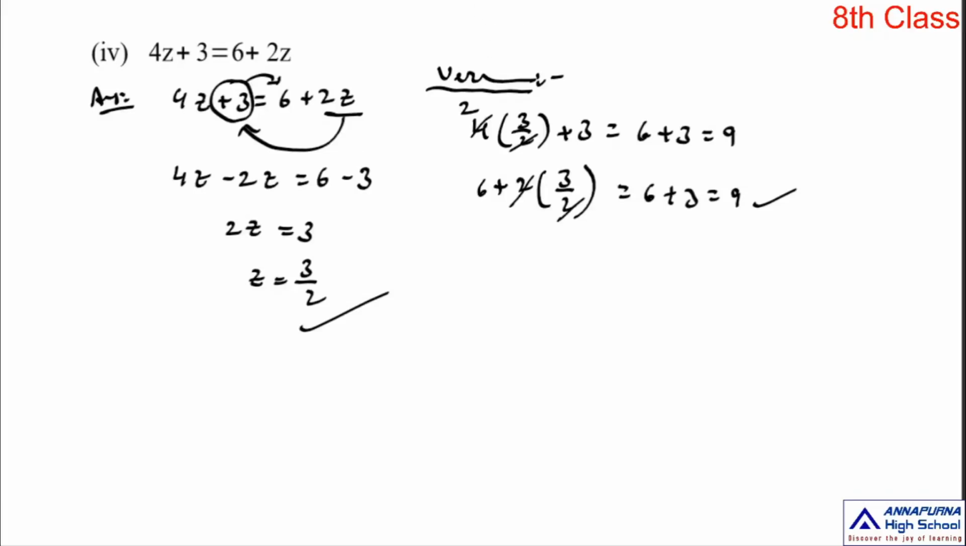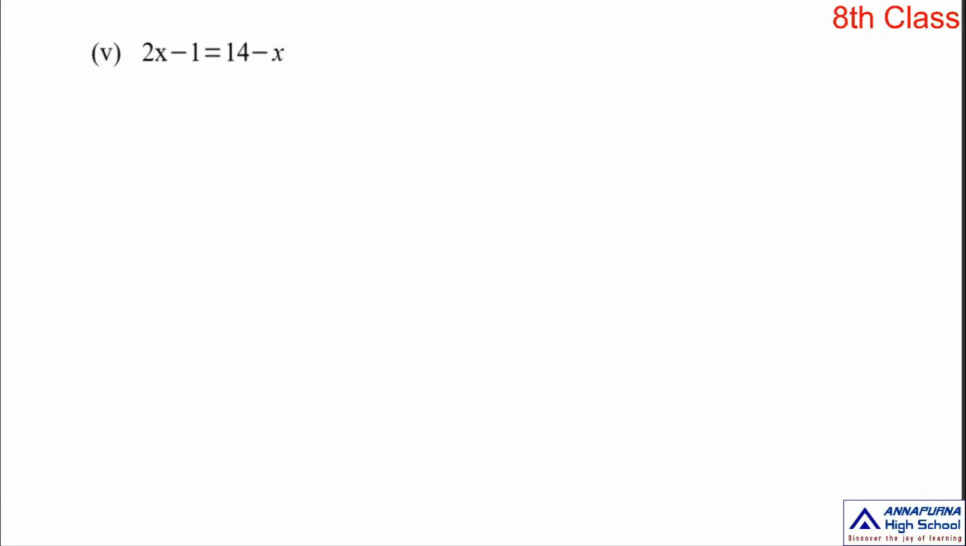Okay. Let's come to the next one. Here the next equation is 2x minus 1 is equal to 14 minus x.